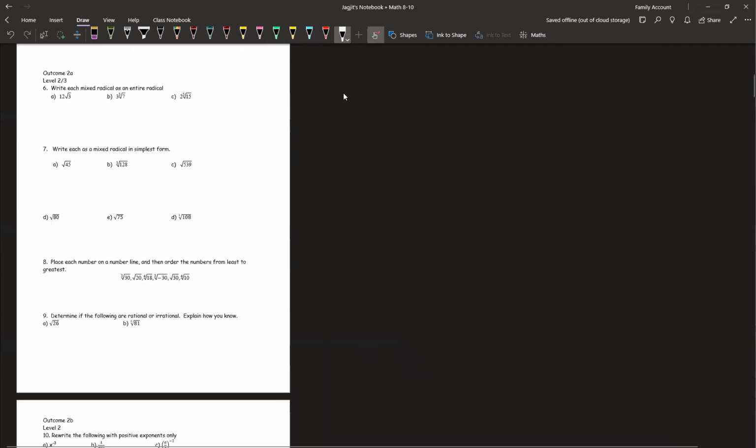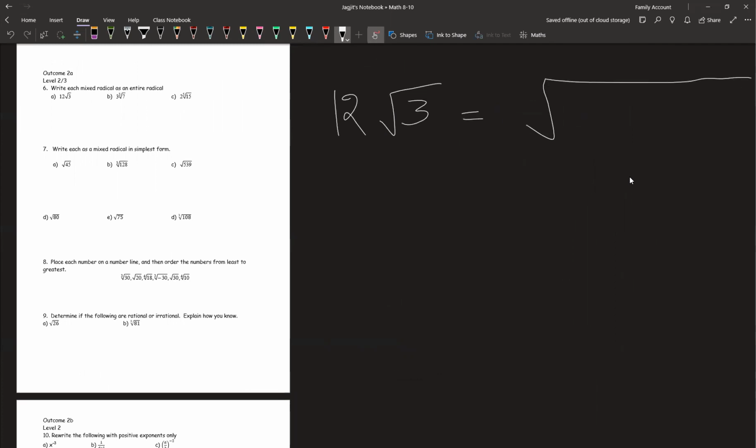Next up, they've given you mixed radicals, and they want you to write them as an entire radical. So guys, this is how you do this. Pay attention. We want a radical over the whole thing. So that 3 is already inside the radical. When we bring stuff out of the radical, we do power inside divided by the root. When you put this 12 inside the radical, you'll do the opposite: take the power of 12, which is 1, and multiply it with the root, which is 2. So it will become 12 squared, which is 144, times 3.